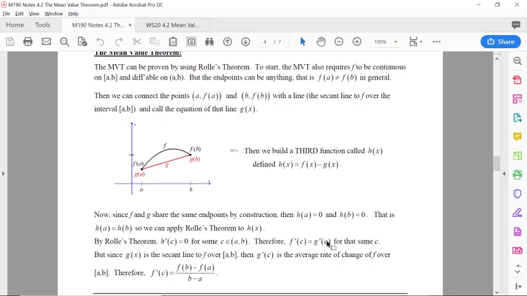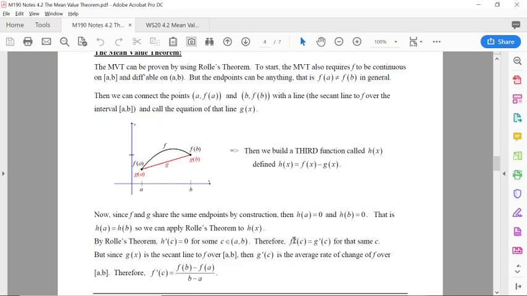Now, what is g prime of c? G is just a straight line. It's a line segment, right? And the derivative of a line is equal to the slope of that line, and the slope of the line can be found by doing the rise over run. That is, g prime of c must be g of b minus g of a over b minus a. Now, since g of a and g of b are the same as f of a and f of b, then the slope of g is the same as the statement f of b minus f of a over b minus a. And that concludes it.